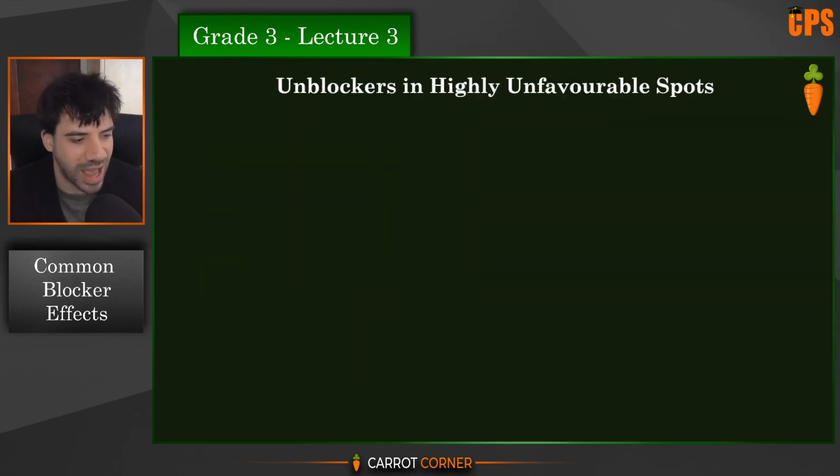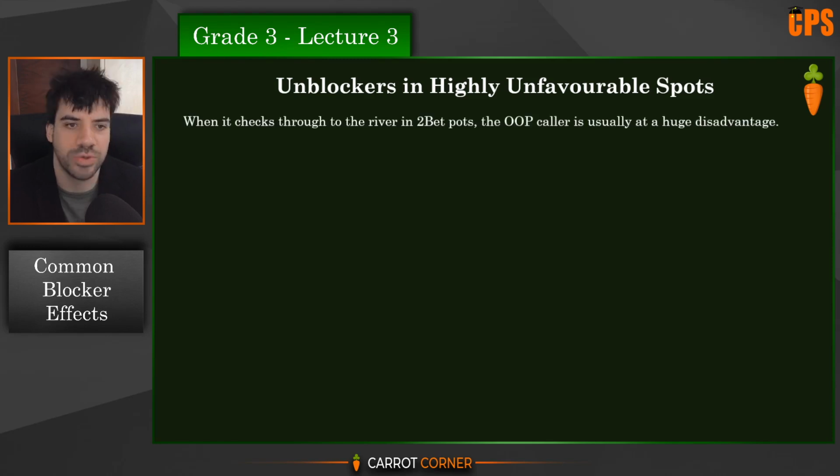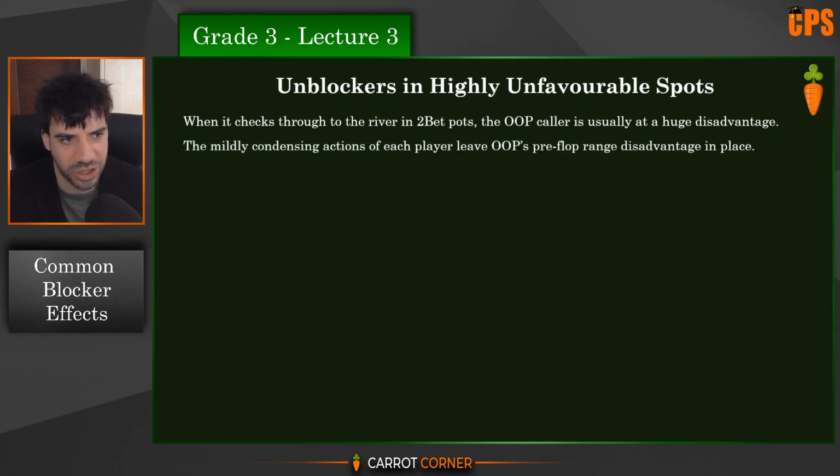Let's look at a spot that's highly unfavourable now, like a very depressing world for the range of the would-be bluffer. When it checks through to the river in a 2-bet pot, the out-of-position caller is usually going to be at a huge disadvantage. The mildly condensing actions of each player, that's the checks that lead to the river, leave the big blind caller from pre-flop, leave their range disadvantage completely in place. Because of course, when the raiser checks back on the flop and the turn, the thing that player forfeits is not the range advantage, but the nut advantage.